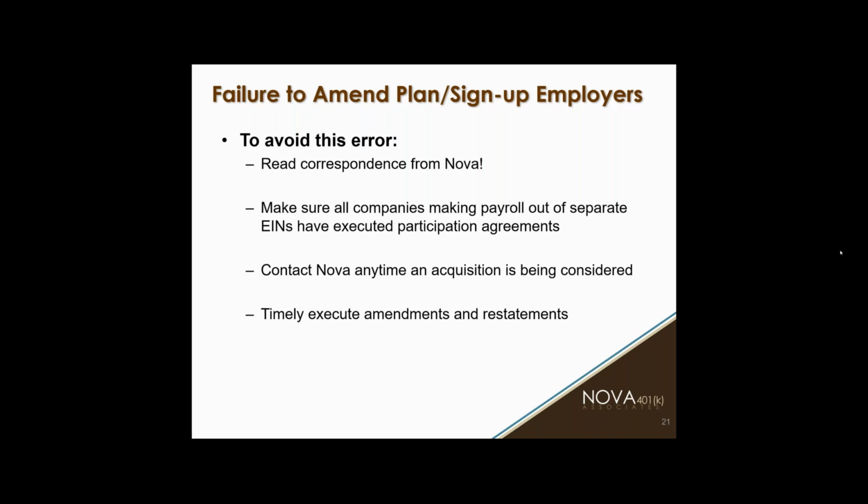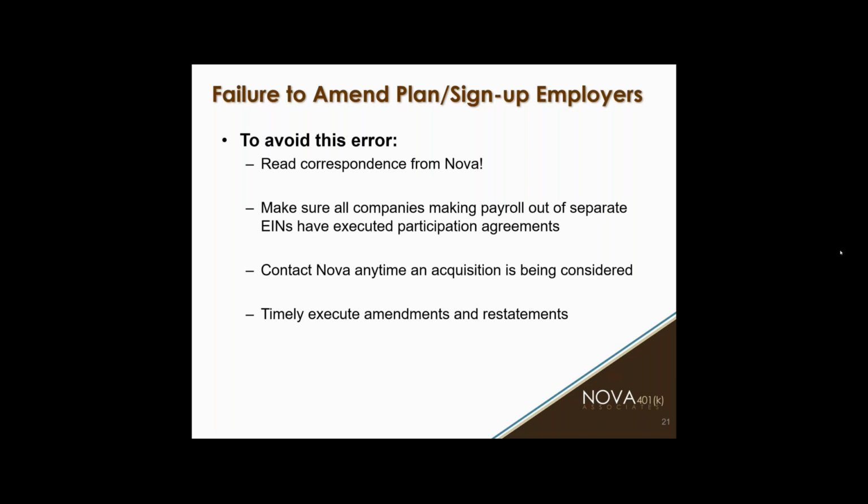But if you're aware of other companies that are part of the same control group that I just described, and they're not either participating in your plan or they don't have a participation agreement, a sign-up agreement, then please call us immediately. Also, if there's ever any kind of sale or purchase transaction of another company, please contact us because we can help you work through the options that are available anytime you buy and or sell a company and how that affects the plan, because there could be some significant impacts on your plans when those types of transactions occur.